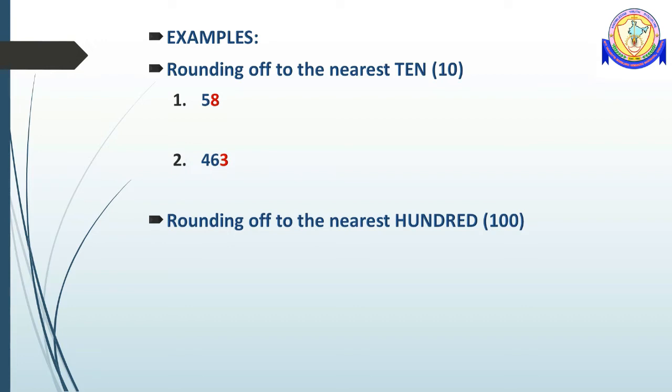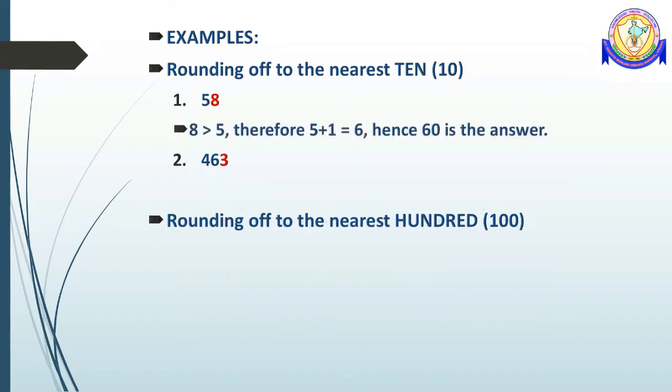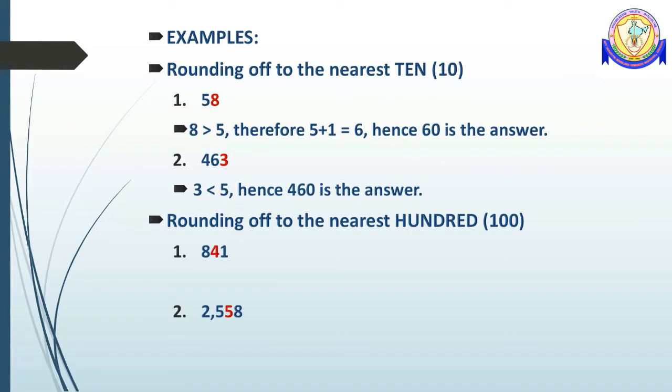For that you have to check the units place. Here you will get 8. 8 is obviously greater than 5, therefore you have to make that 8 as 0 and for the 5 you have to add 1, therefore you will get 60. Likewise for 463 you have to check the units place. 3 is less than 5, that's why you have to make that 3 as 0 and the rest you have to write.